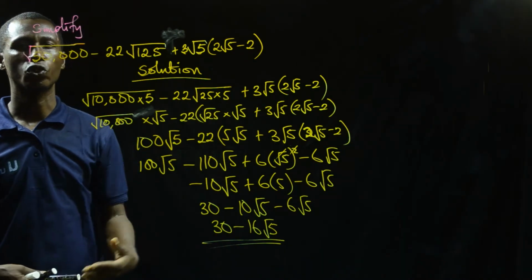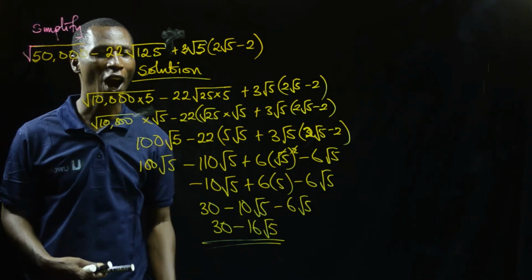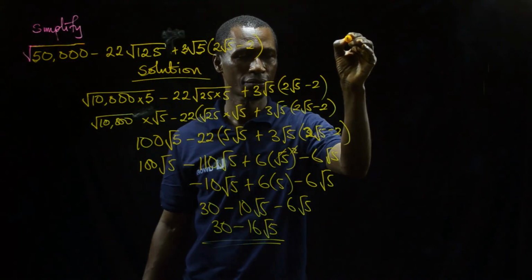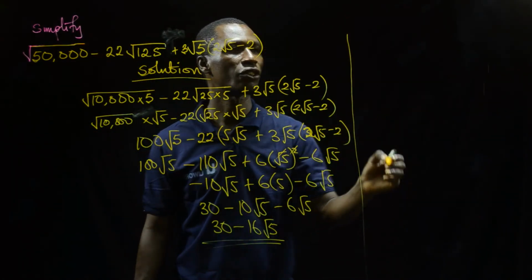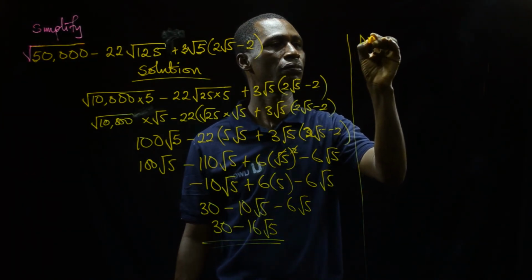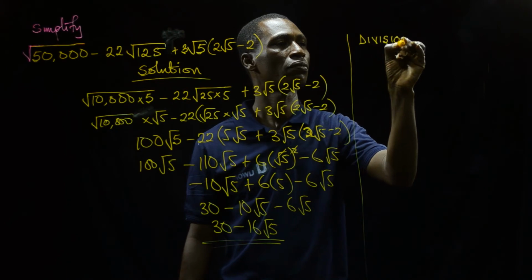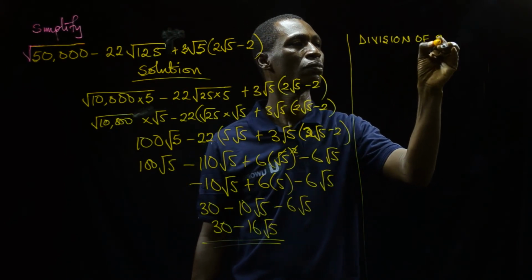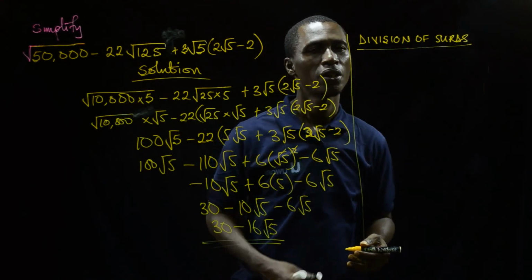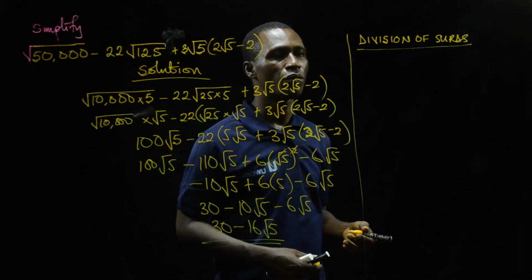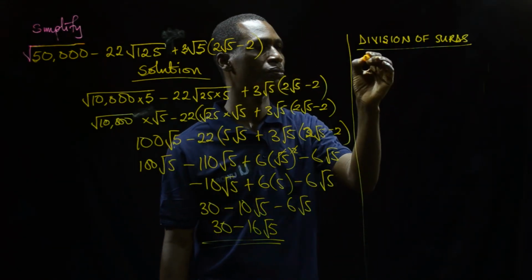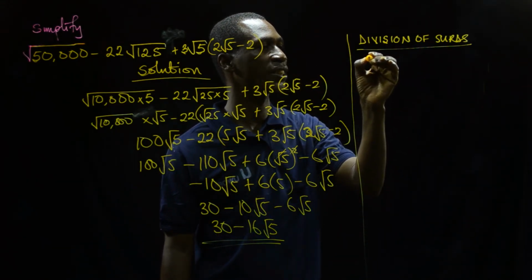We move on to the division of surds. How do we divide surds? So we come to this point, division of surds. To divide surds, what you have to do is apply what is called rationalization. It's the same as rationalizing surds.